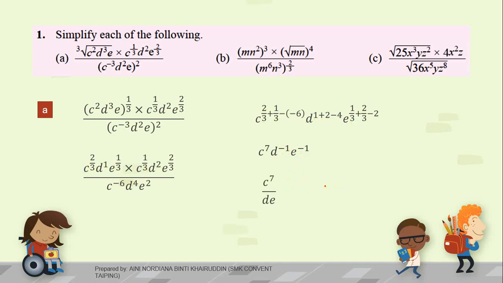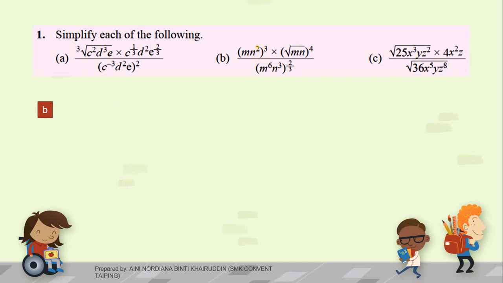Okay. For b, take out m to the power of 3, n to the power of 2 times 3 is 6. So, square root in the bracket, square root mn changes to mn to the power of 1 over 2, to the power of 4 here. So, for the denominator, m to the power of 6 times 2 over 3, n to the power of 3 times 2 over 3, you get m to the power of 4, n to the power of 2.